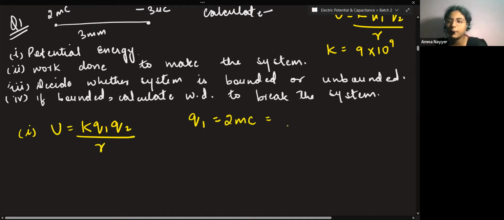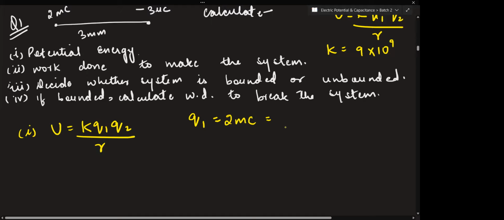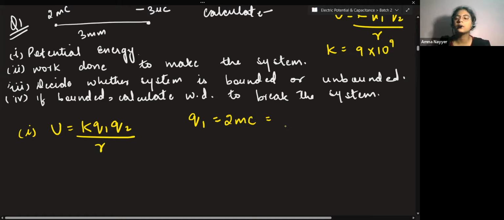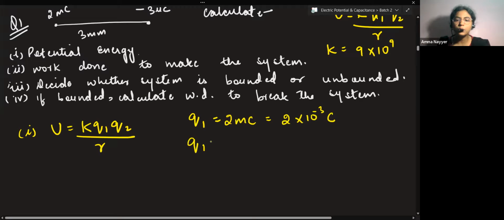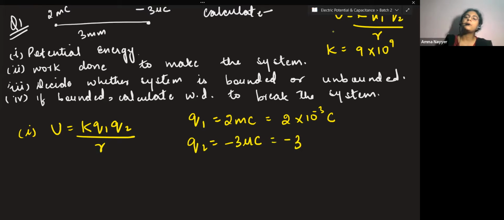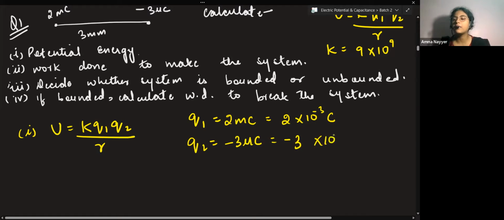Did you convert, Hanifa? No. I think that's why your answer was coming incorrect. See, 1 millicoulomb is what? 10 to the power minus 3 coulombs. So this is 2 into 10 to the power minus 3 coulombs. Then Q2. Q2 is what? Minus 3 microcoulomb. So this will be minus 3. 1 microcoulomb is written as 10 to the power minus 6 coulombs. 1 milli is 10 to the power minus 3. 1 micro is 10 to the power minus 6.